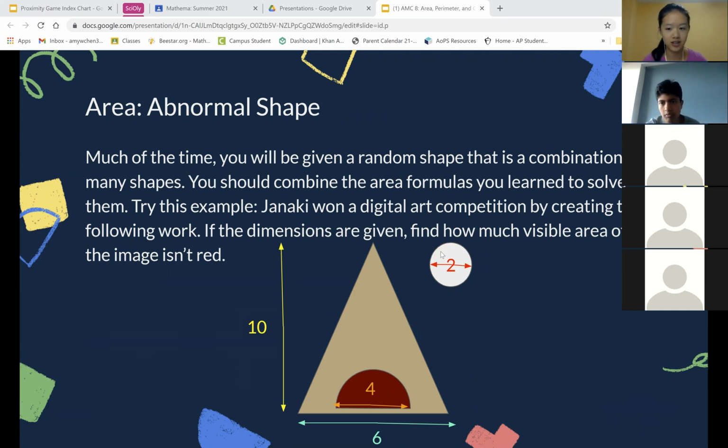Okay. Vishwa, give the answer in terms of pi. It's easy.